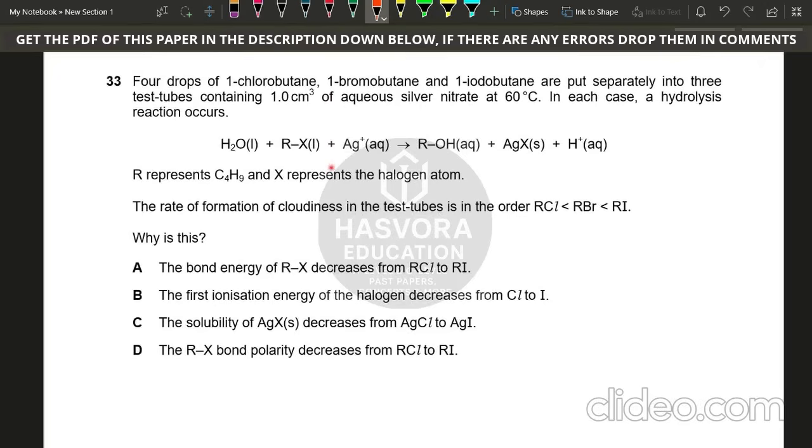Question number 33 says that 4 drops of 1-chlorobutane, 1-bromobutane, 1-iodobutane are put separately in 3 test tubes containing 1 cm cube of aqueous silver nitrate at 60 Celsius. In each case, a hydrolysis reaction occurs. So R represents C4H9, which is your butyl side chain, and X represents the halogen atom. The rate of formation of cloudiness in the test tube is in the order. Actually, for RCl the time for formation is the smallest.